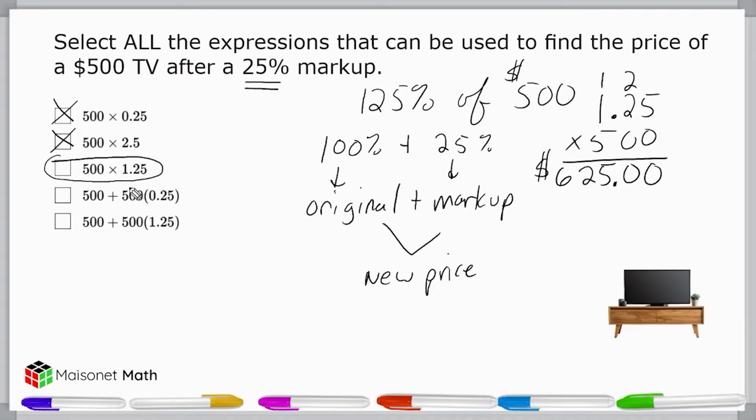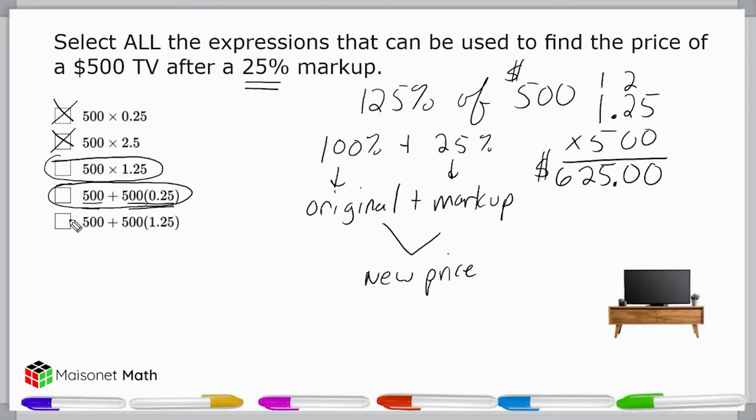Now this choice right here is basically the same thing as this choice right here. The reason for that is because this $500 is the original amount, and then right here we're multiplying the original amount by only 25%, which would give us the amount of the markup. So really this expression right here is showing the original plus the amount of the markup. So this would give us the right answer here as well.